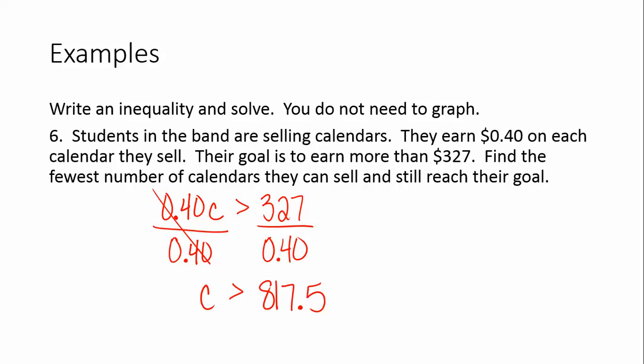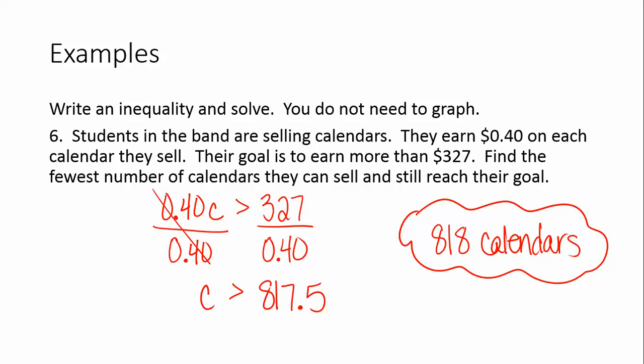We can't sell a half of a calendar. So 817.5 is not the correct answer. We also know that in order to meet the goal, we have to sell more than this. So we can't say 817 because that would put us just shy of 327. So that means we have to round up. They need to sell 818 calendars. So not only are we writing and solving the inequality, but then you have to make sure that you understand the question that's being asked so you can get the correct answer of 818 calendars.